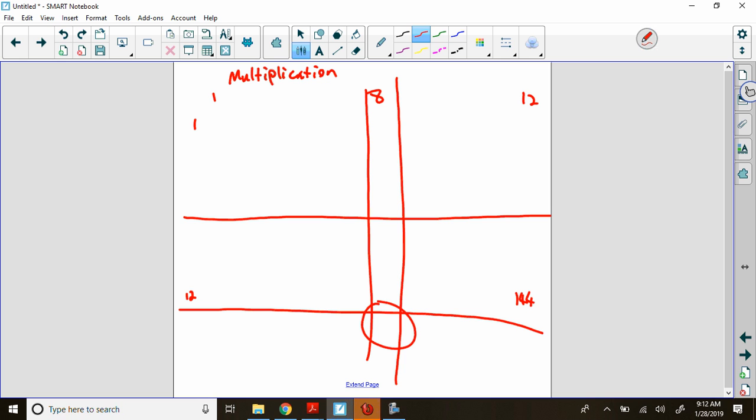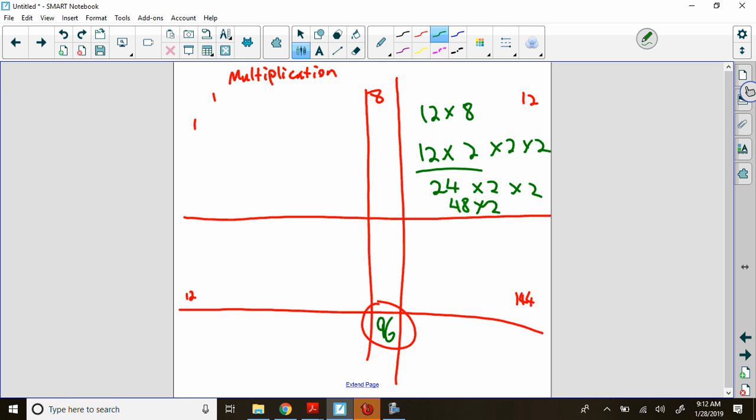Maybe you do. If you do, good for you. If you don't, well, maybe break it down this way. 12 times 8 is the same thing as 12 times 2 times 2 times 2. And just about everybody should know 12 times 2, right? 12 times 2 is 24, times 2, times 2. So 24 times 2 would be 48, and 48 times 2 is 96, right? So even if you don't know your times tables, there are still other ways to get there. That make sense? I hope.